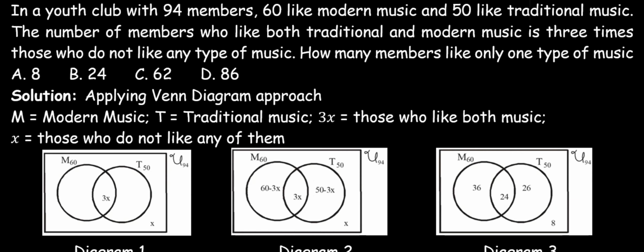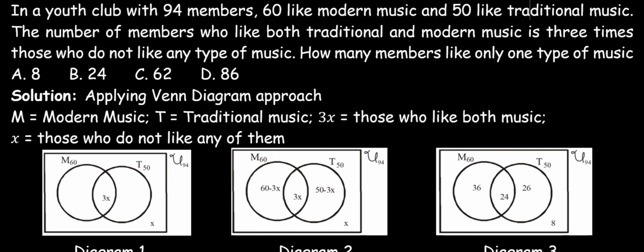Now, the diagram approach, we'll start with the first diagram, where you'll see the 2 circles that represent the 2 subsets given there, traditional music and modern music. T is for traditional and M is for modern. And you see the 60 written outside the circle of M, and 50 written outside the circle of T. Then you have the 3S, which is what is common to both modern and traditional music, and S, which is those who like neither of them. If you recall very well from the question, we are told that the number of members who like both traditional and modern music is 3 times those who do not like any type of music. As you see the 3S and S.